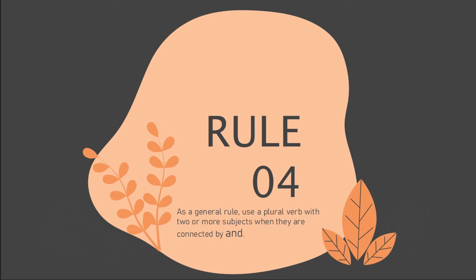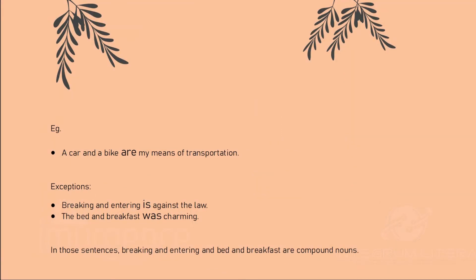Now, rule number 4: as a general rule, use a plural verb with 2 or more subjects when they're connected by and. Again, a very simple rule. Whenever you're using 2 different subjects connected by and, you always use a plural verb form. A car and a bike are my means of transportation. But there are always certain exceptions to these kinds of rules.